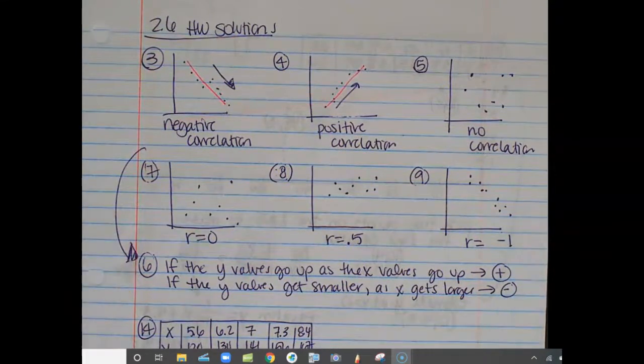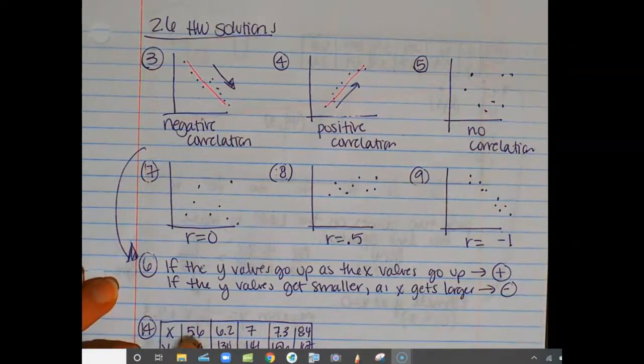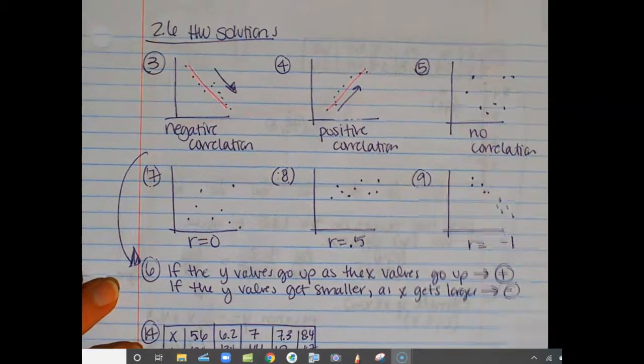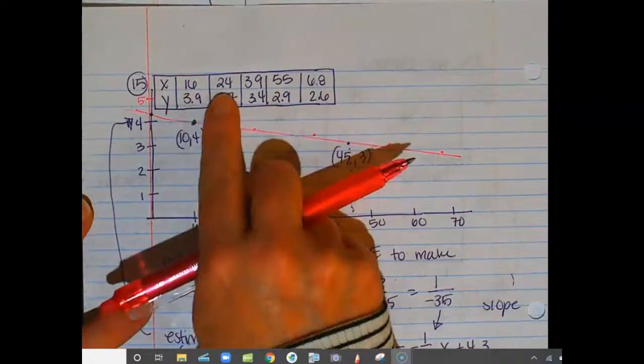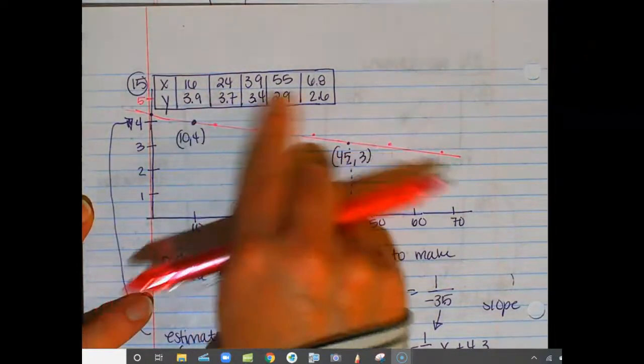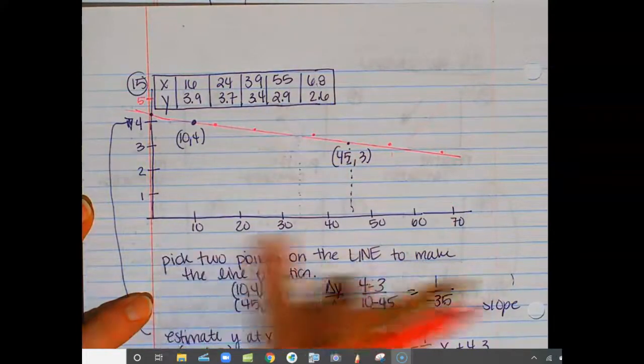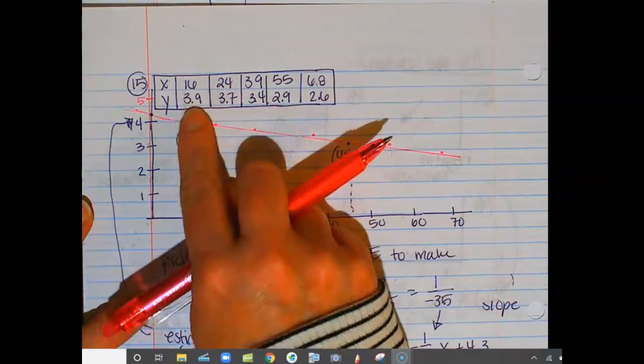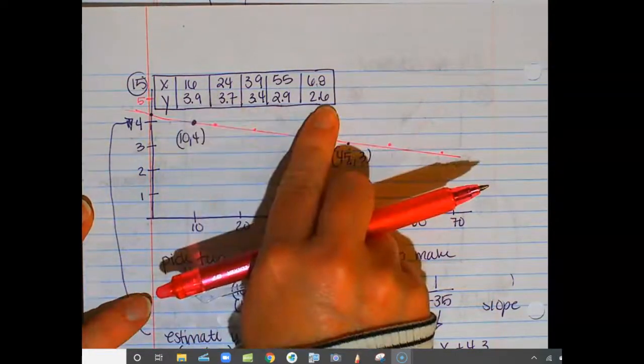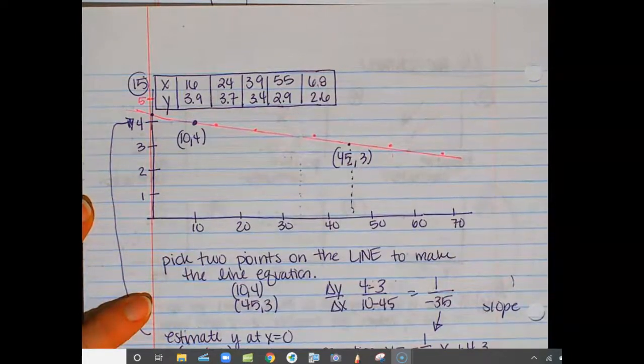They asked, if you don't graph it, how can you tell whether it's positive or negative correlation? If you look at a chart of values, and as x goes up, the y values also go up, then it's going to be positive correlation. But on this other problem, number 15, as x gets larger, so it goes 16 to 24 to 68, the y values start at 3.9 and end at 2.6. They go down, so this would be negative correlation.